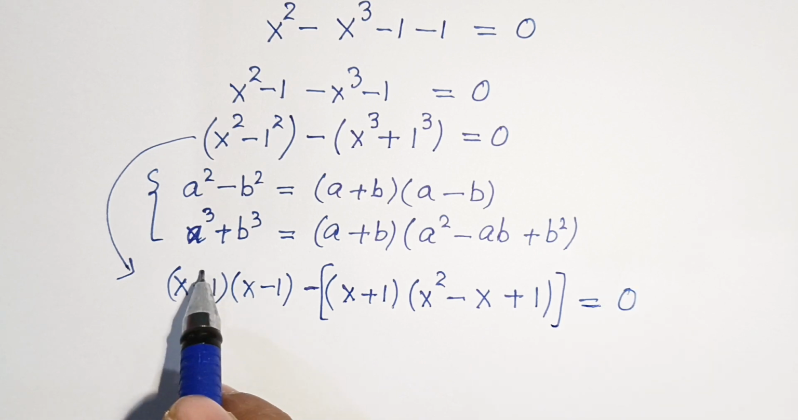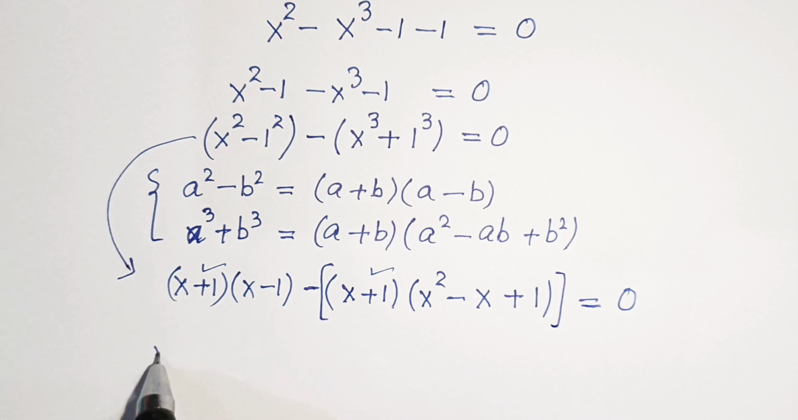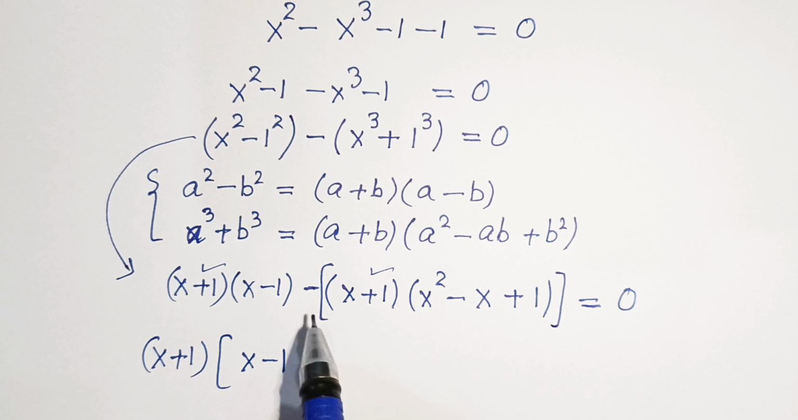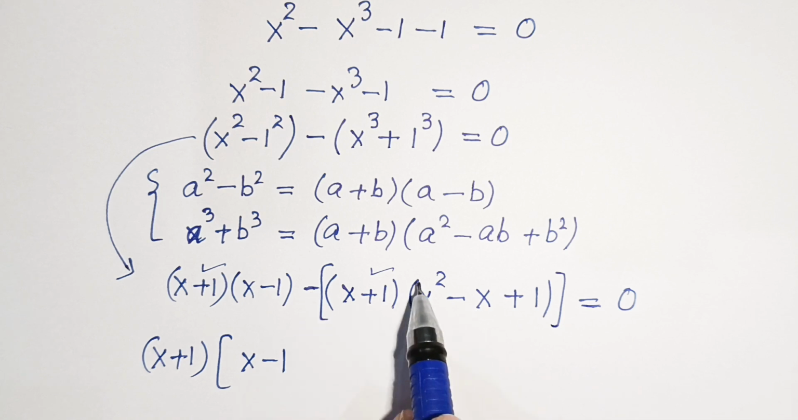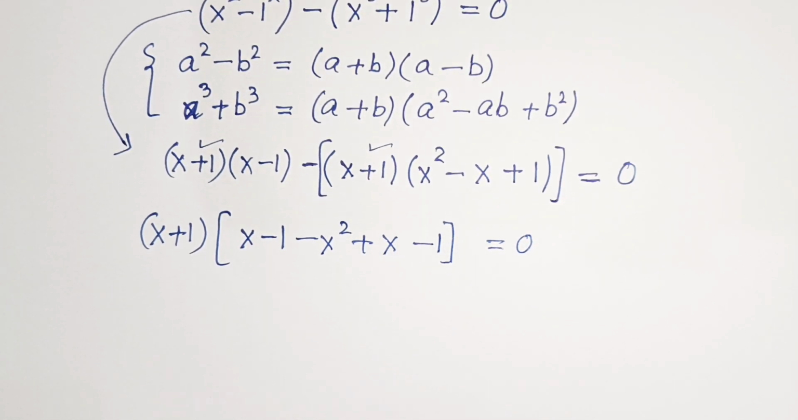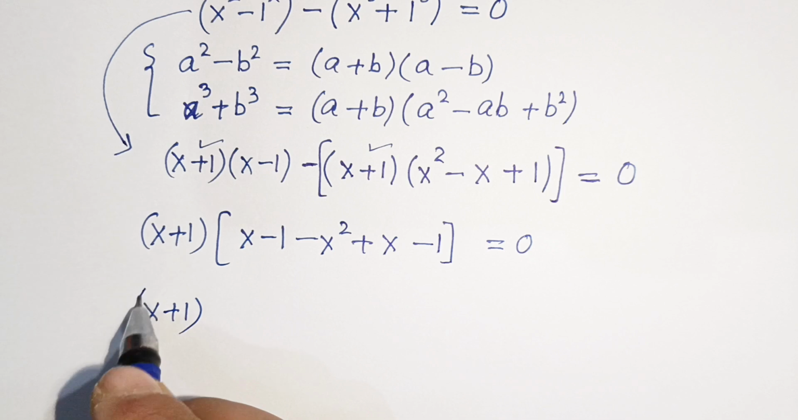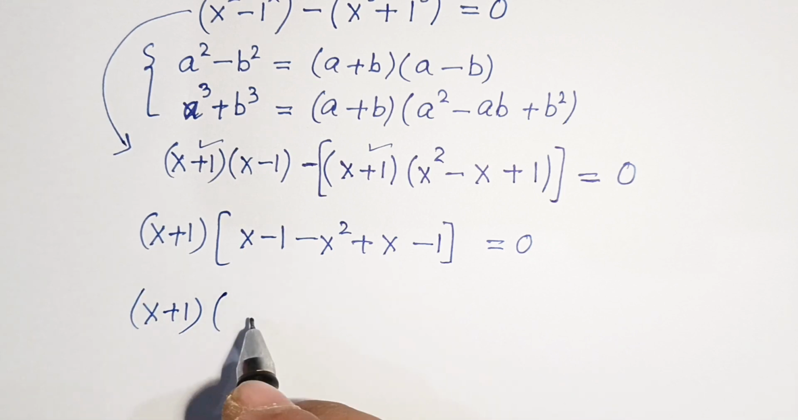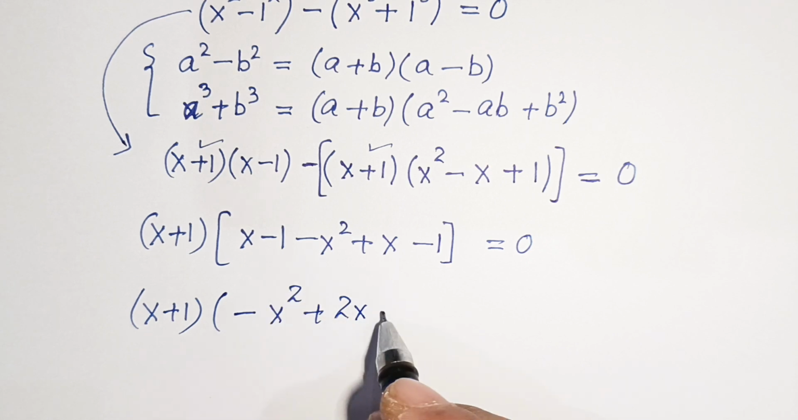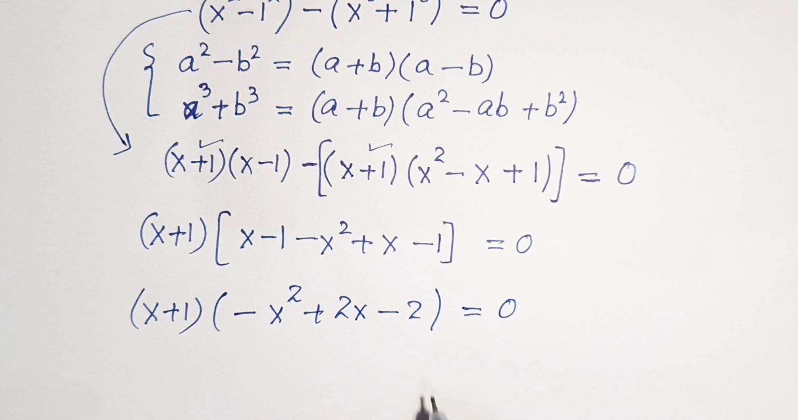Now we see that here x plus 1 and it is x plus 1, so we are going to take x plus 1 common, inside bracket we get x minus 1. Now here we have x squared minus x plus 1, so if you multiply this negative sign into this parenthesis, then we get minus x squared plus x and minus 1 is equal to 0. So our next step will be x plus 1. Here plus x we get plus 2x. So if we rearrange that, minus x squared plus 2 times x, minus 1 minus 1 is minus 2, that is equal to 0.